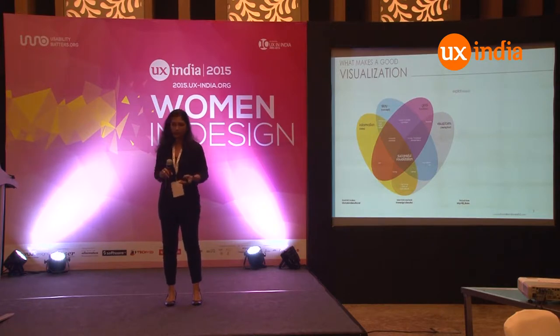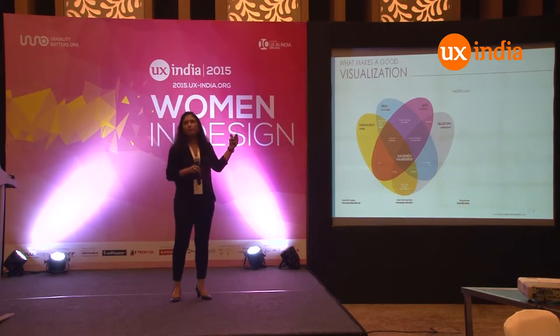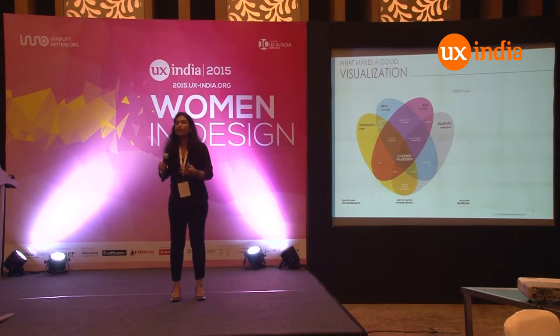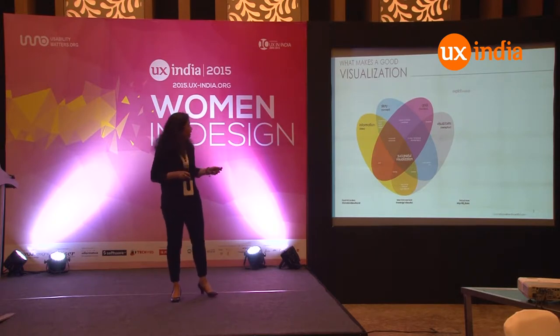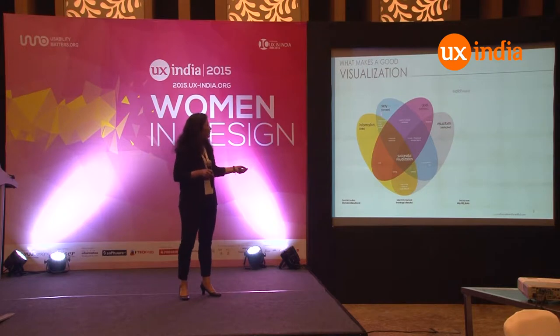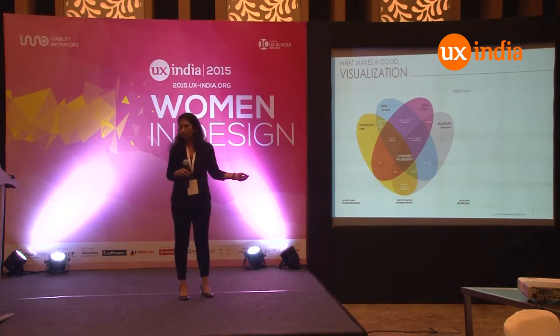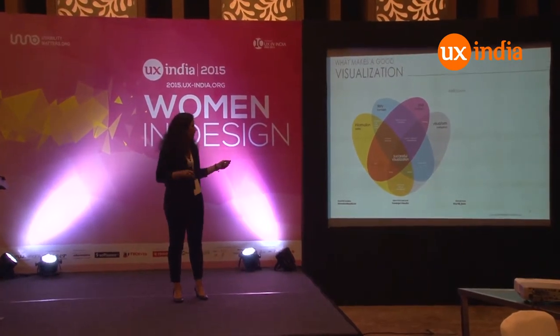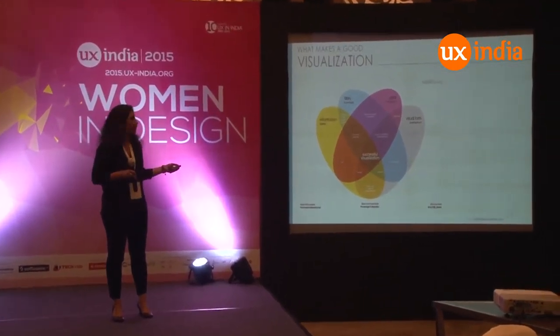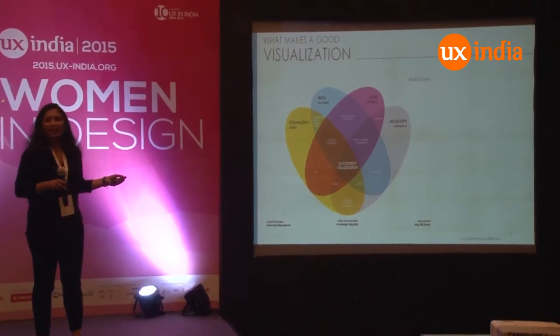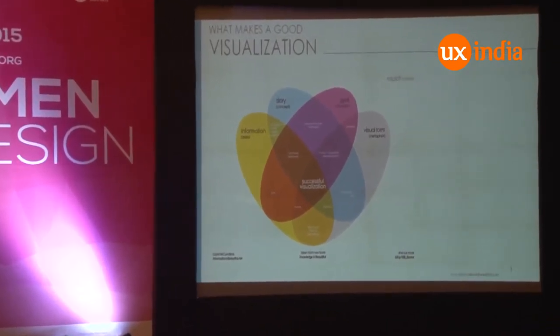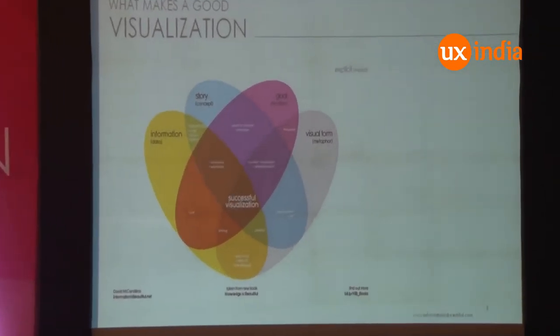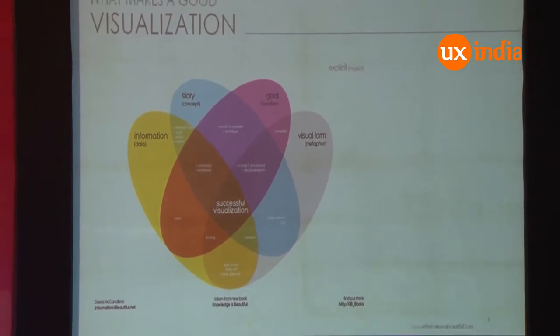Now quickly, the definition of visualization, as I said, is the art and the science of representing data and information. There are four perspectives which form the four legs of visualization. So you will work with information. Information is one of the legs of visualization. The second is story. Third is goal. Any visualization needs to have an objective. And the fourth is the visual form, the way in which you represent information.